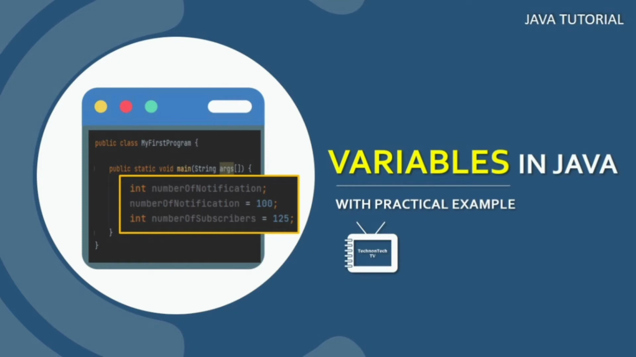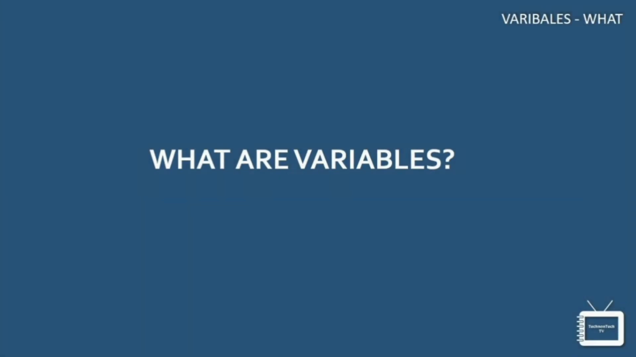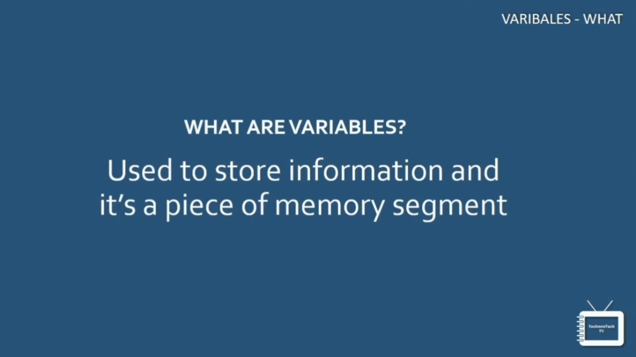In this tutorial, I'm going to talk about variables with a practical example. So let's start. What are variables? Variables are used to store information, something like a number, letter, a sentence, or a combination of these. It's a piece of memory segment where the data is stored.